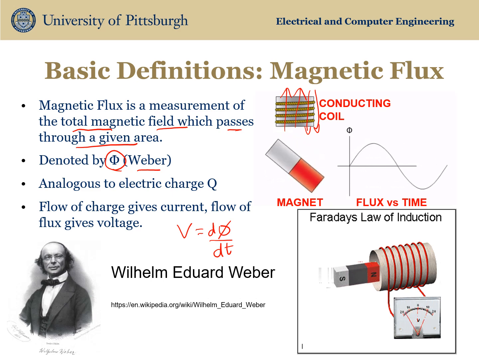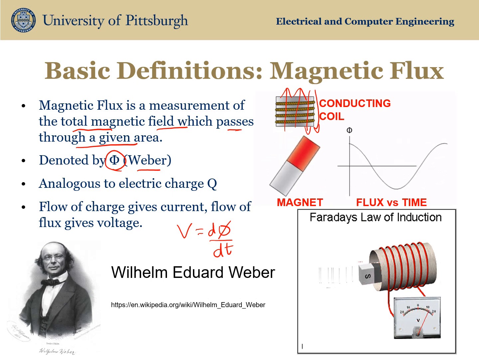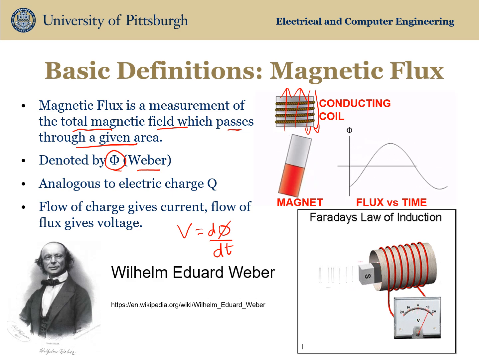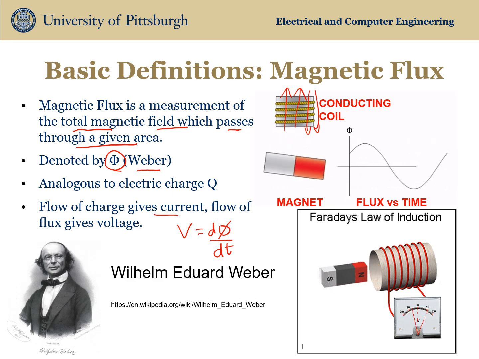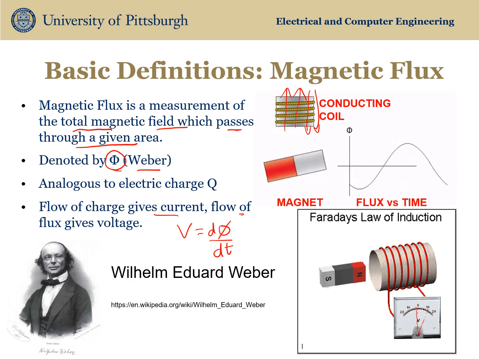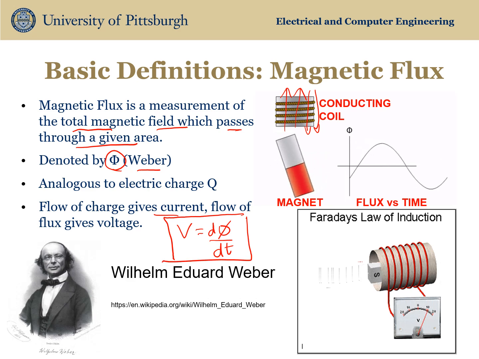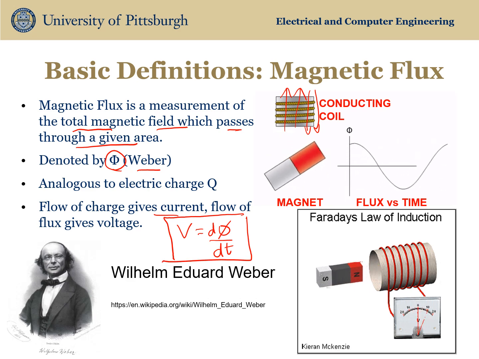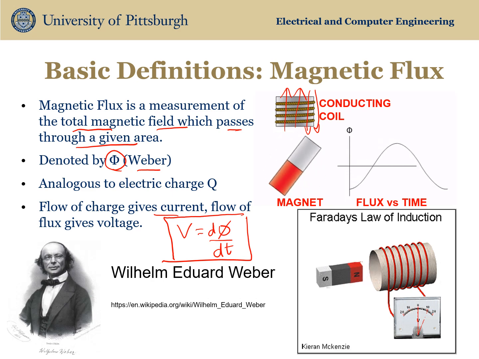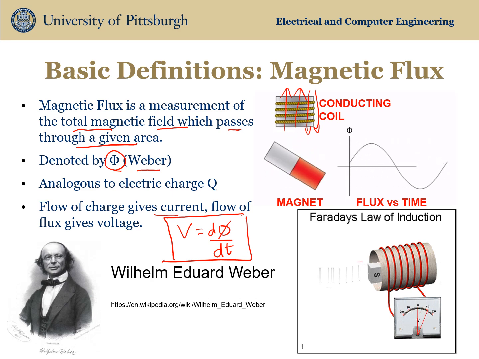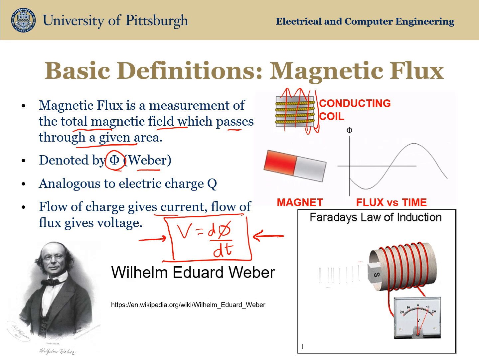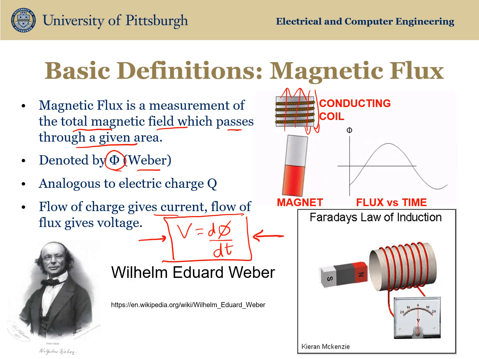In magnetism, the flux is equivalent to charge in electricity. So we know in electricity that the flow of charge gives current. In magnetism, the flow of flux actually gives voltage. So the voltage is equivalent to the rate of change of the magnetic flux. As I mentioned, in this course we are not going to focus on the magnetic flux, but we are going to use this equation when we talk about the inductor midway through the semester.